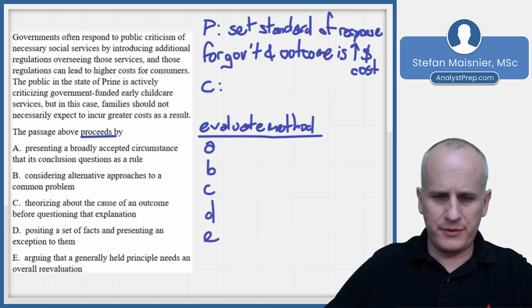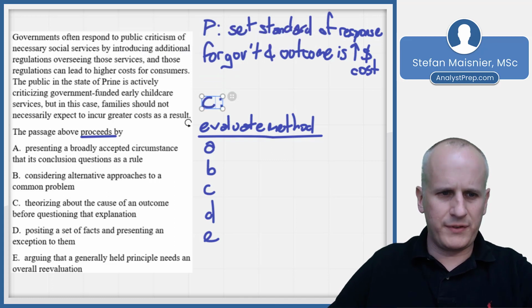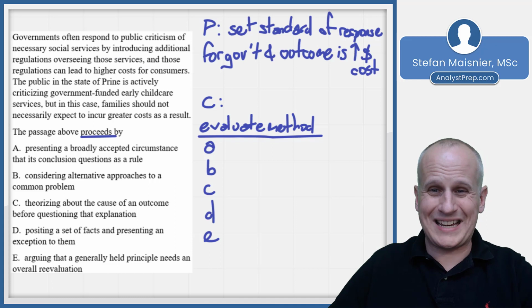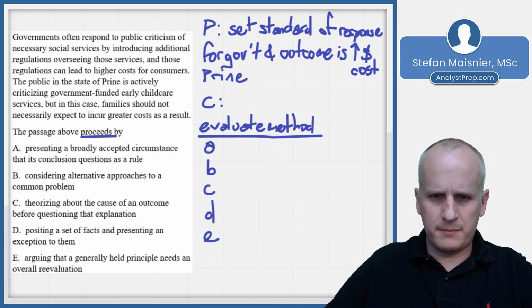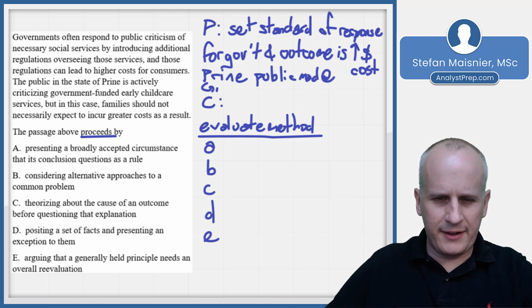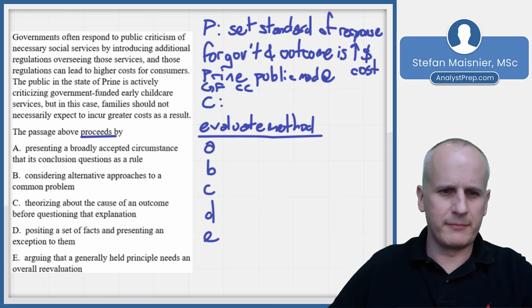So we know that we've also got basically, if I give myself a little bit more room here, more premise of just what's happening in prime. So we know that prime public is mad at, we'll just call it GF, government funded childcare.